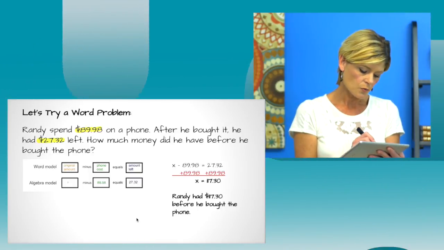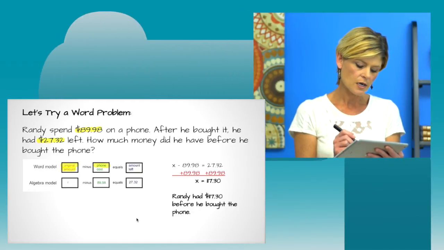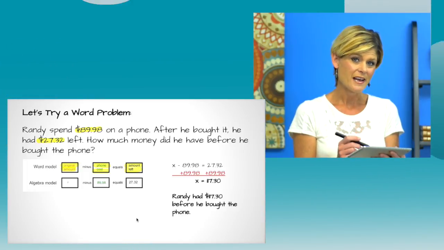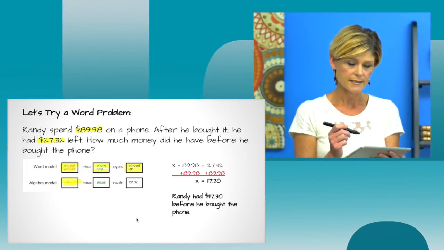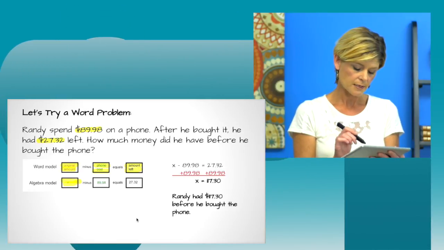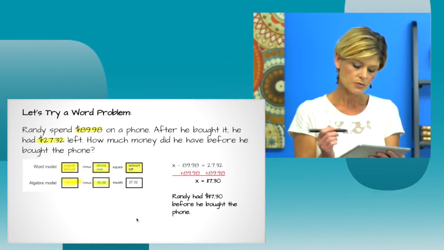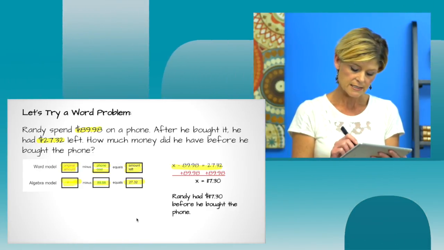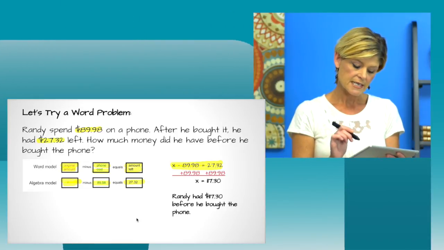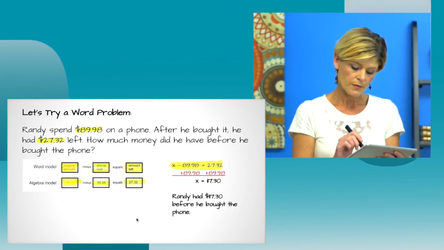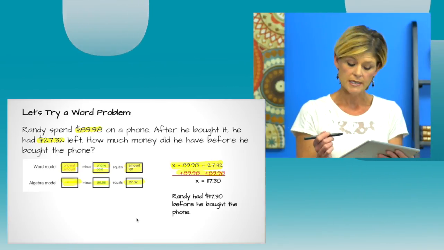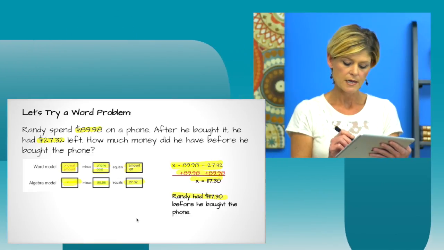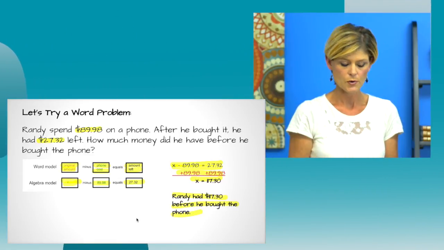Now, in our word model, we have the original amount minus the phone cost equals the amount that Randy had left. If we wanted to put this into an algebra model, our variable would be x. That's what we don't know, his original amount of money. Minus $89.98 equals $27.32. That's the information that we do have. Okay, x minus $89.98 equals $27.32. We're going to add $89.98 to both sides of the equal sign, and we get x equals $117.30. So now we know Randy had $117.30 before he bought the phone.